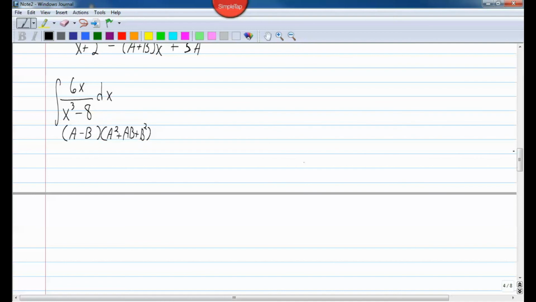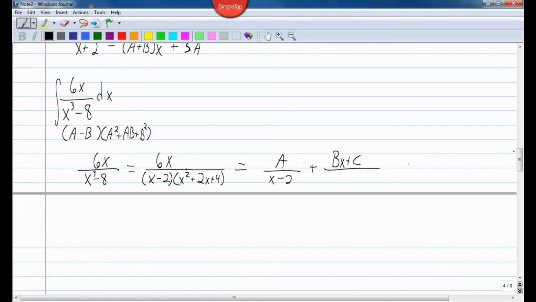So 6x over x cubed minus 8 is equal to 6x over x minus 2 times x squared plus 2x plus 4. Now, this right here is not going to factor. If it did, then it wouldn't be the difference of 2 cubes. So this is a quadratic. So what you have to do, that's going to be equal to a over x minus 2, because it's linear, plus bx plus c over x squared plus 2x plus 4.